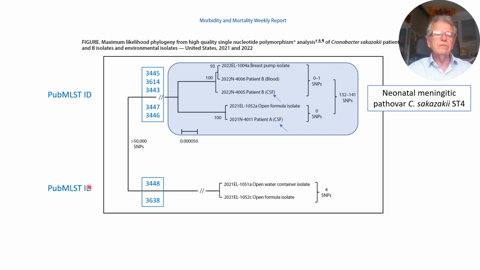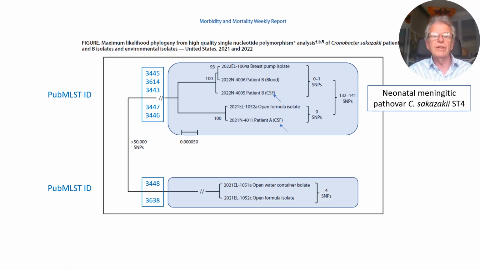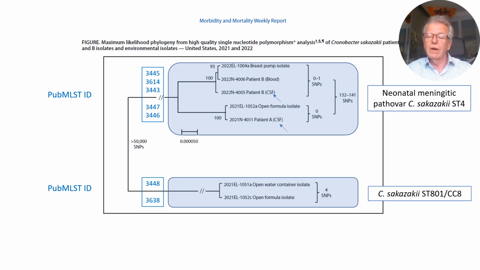If we now come down to the other part of their figure, here's again the equivalent strain numbers. If you go into the Cronobacter database and you want to access the data, the genomes there, those genomes, we can group them together. They are clonocomplex 8.